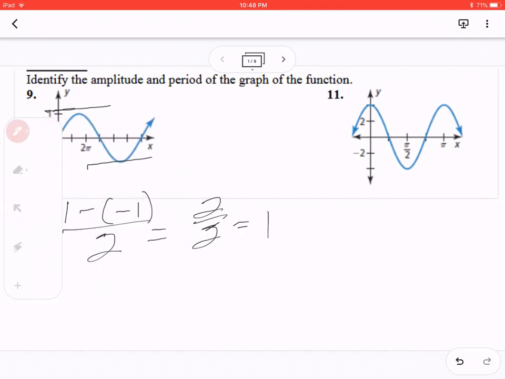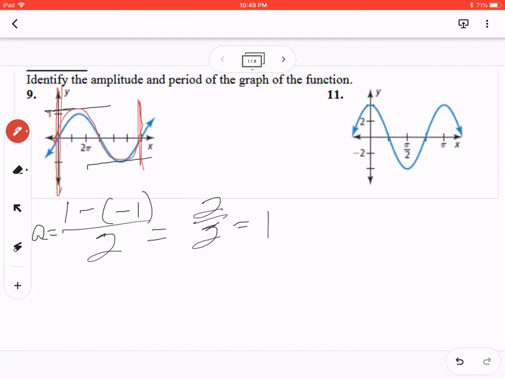Now, when we're looking at the period of the graph, we're looking to see how much time it takes for one full cycle. If we start here at the y-axis, the graph is a sine function since it starts at the origin, 0, 0. So what we want to do is find out how much time it takes for one full sine cycle to go, and that would stop right here.